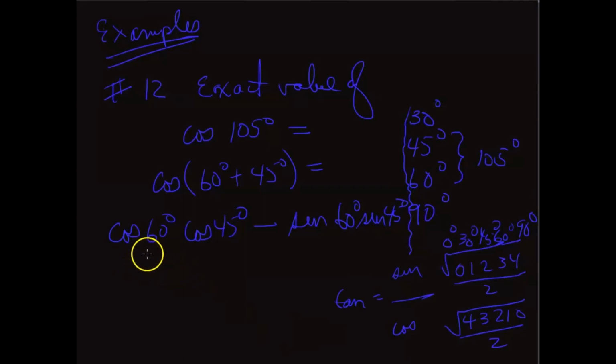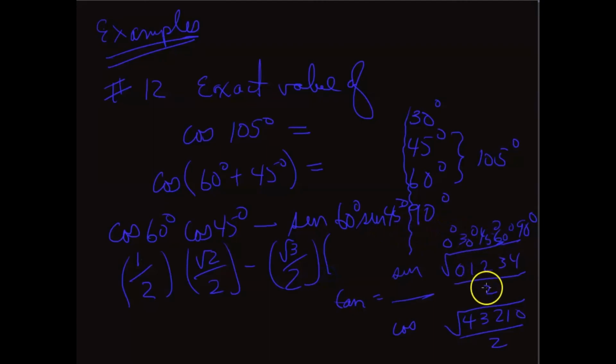So let's see. The cosine of 60 is the square root of 1 over 2, or 1/2, times cosine of 45 is the square root of 2 over 2, minus the sine of 60 is the square root of 3 over 2, times the sine of 45 is the square root of 2 over 2. So this is really the square root of 2 minus the square root of 6 over that common denominator, 4.